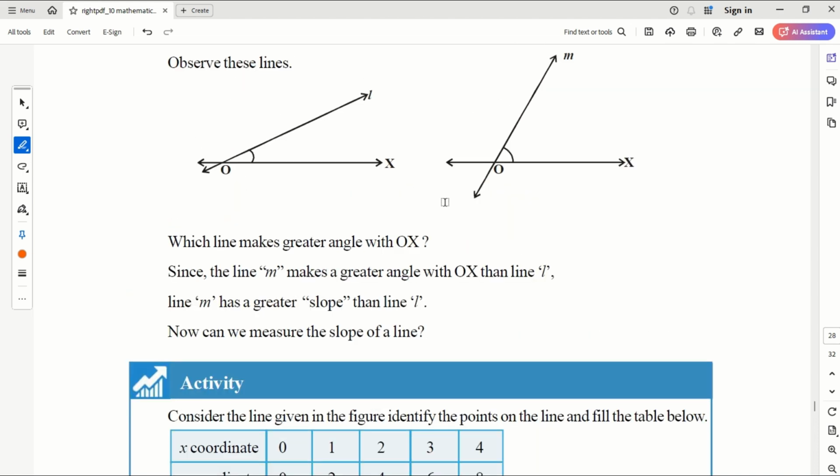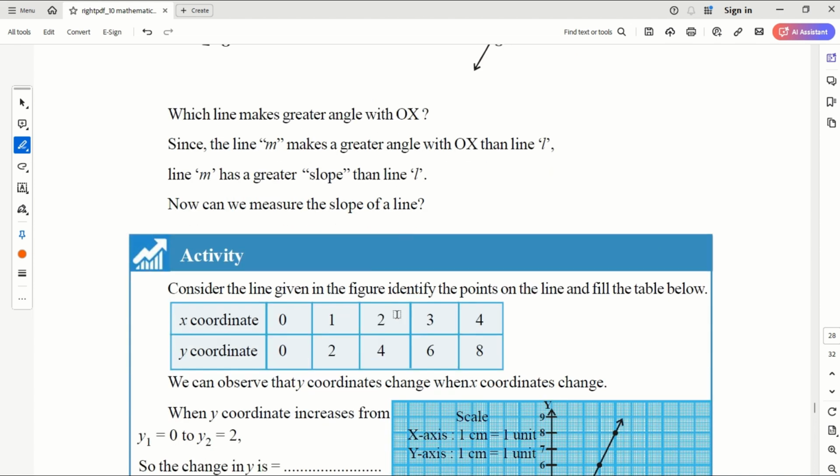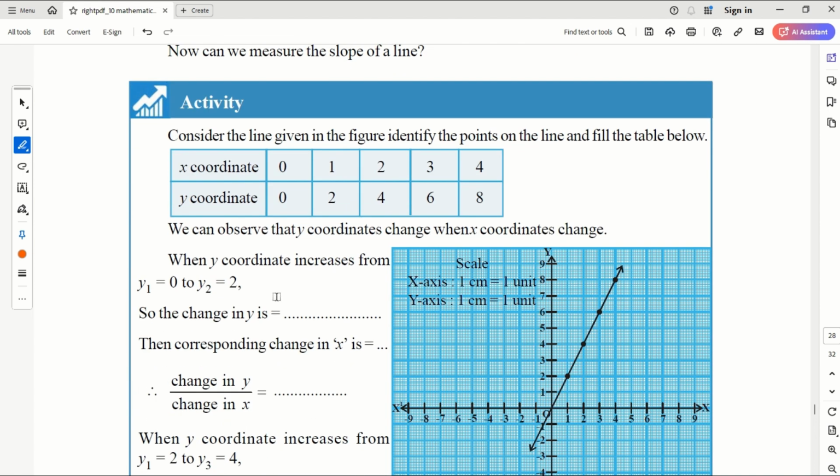So once we know that angles are different, there should be a measure for angle. Correct. So the measure for angle is nothing but the measure of the slope of the line. Okay. Now let's see the activity, how to go step by step and measure.